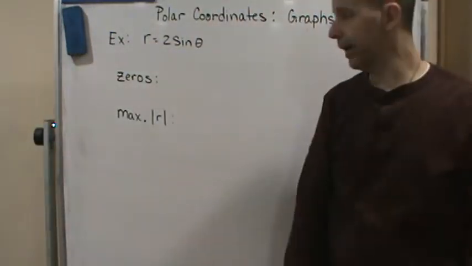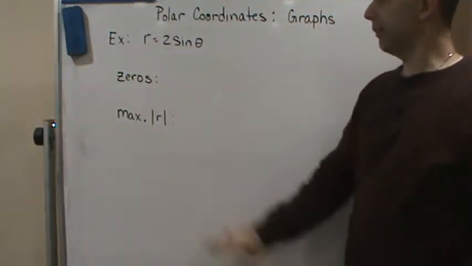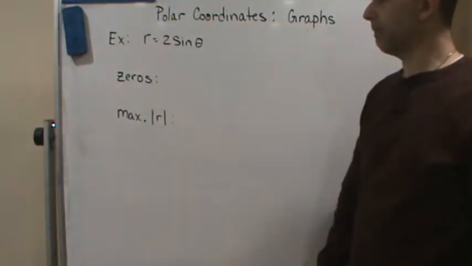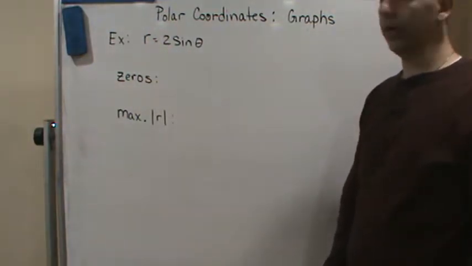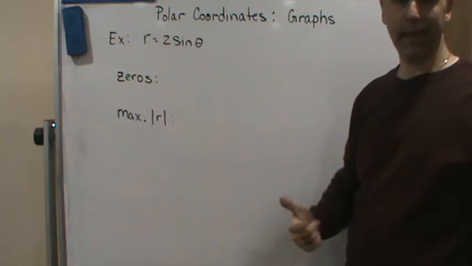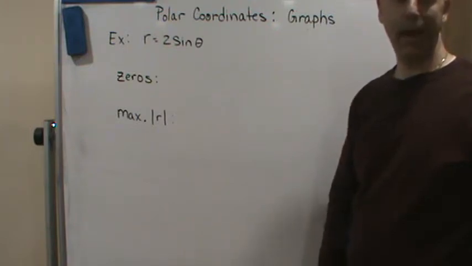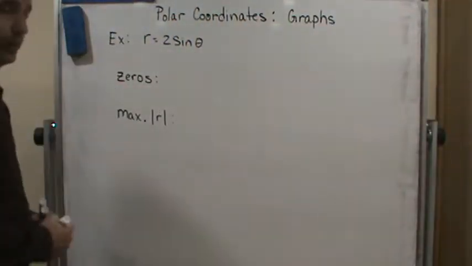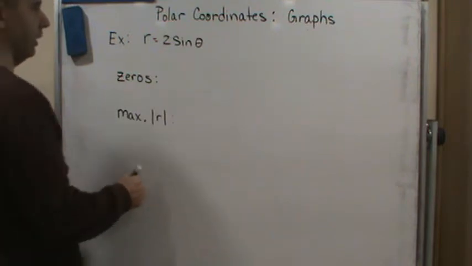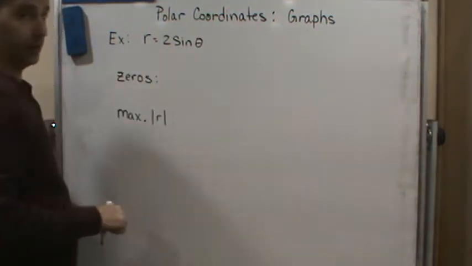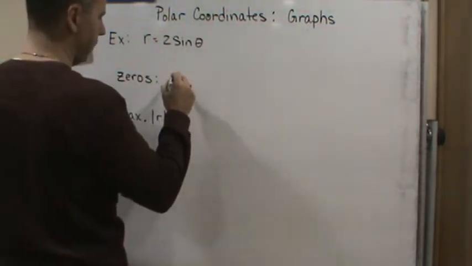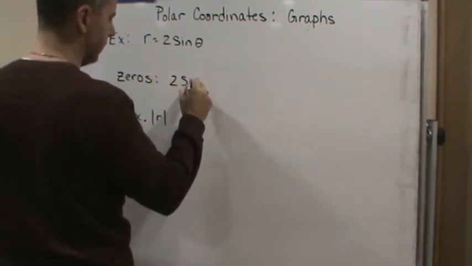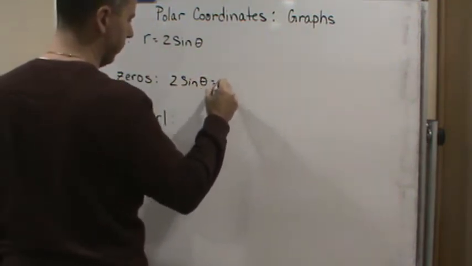Okay, so welcome back, and now we're going to do an example, and we're going to use this function here, and we're going to find all the zeros and the maximum value of the absolute value of r. Okay, so let's start with the zeros. So again, here we're going to set the equation equal to 0. So we're going to set r equal to 0. So we're going to have 2 sine theta is equal to 0.